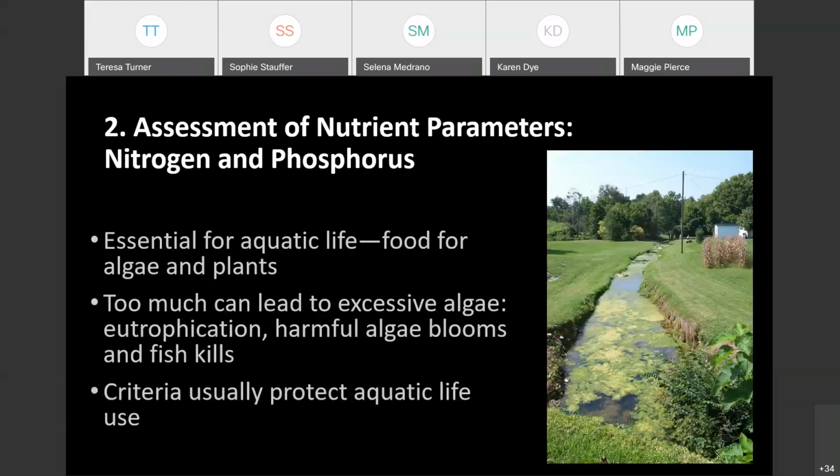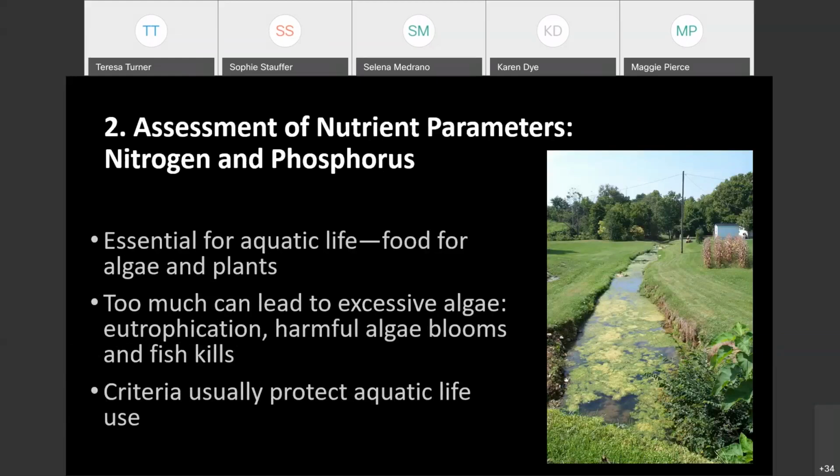So next we're going to be talking about nutrient parameters. Most often that's nitrogen and phosphorus. Nutrients are essential for aquatic life. They're food for algae and plants, like fertilizer in your garden. However, too much of them can lead to excessive algal growth. That's a condition we often call eutrophication. Sometimes harmful algae will start developing under those conditions.